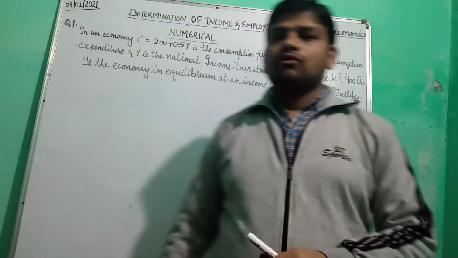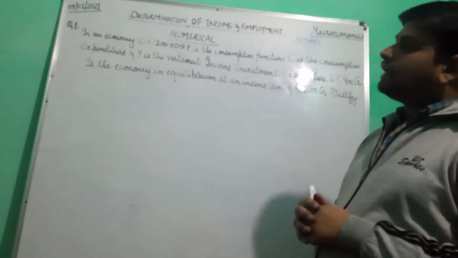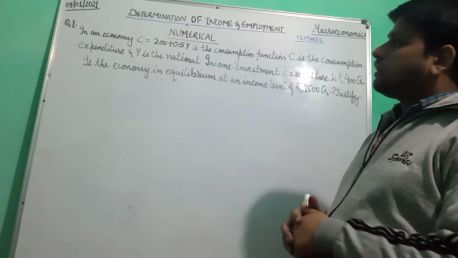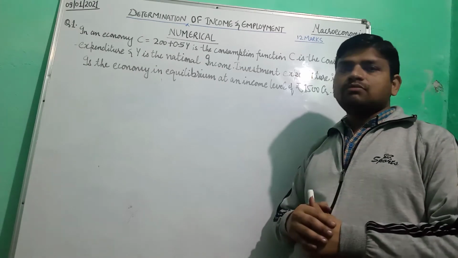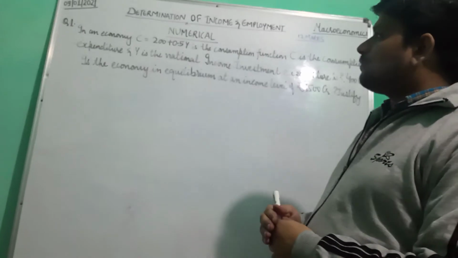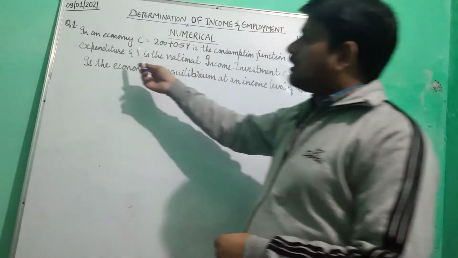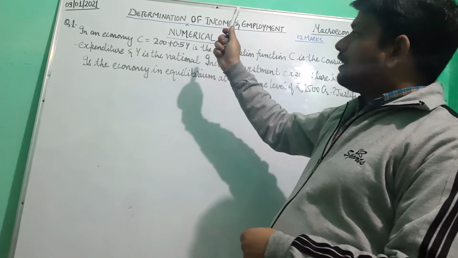So, welcome again. We will take one numerical based on our two graphical representations for the consumption function and the saving function we have discussed earlier. In the same context, we are taking one numerical for more clarification. What is this numerical all about?